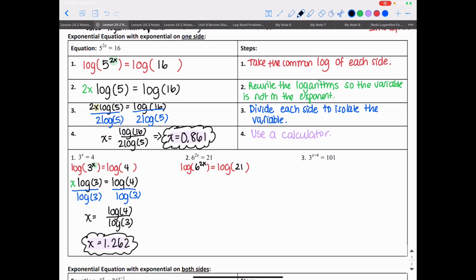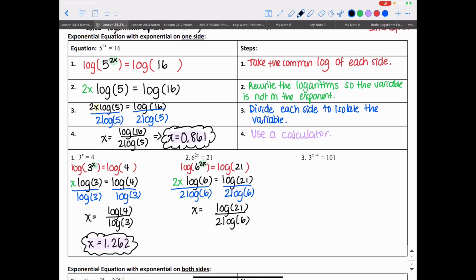From there, I'm going to take this exponent that has a variable, and move it to be a coefficient instead. So I have 2x times log of 6 on the left-hand side is equal to log of 21 on the right-hand side. And then I'm going to get rid of everything except for the x on the left-hand side. So I'm going to divide by this 2 and also the log of 6 at the same time. Divide by 2 log of 6. If I do that on the left, I do that on the right. I'm going to get x is equal to log of 21 divided by 2 log of 6.